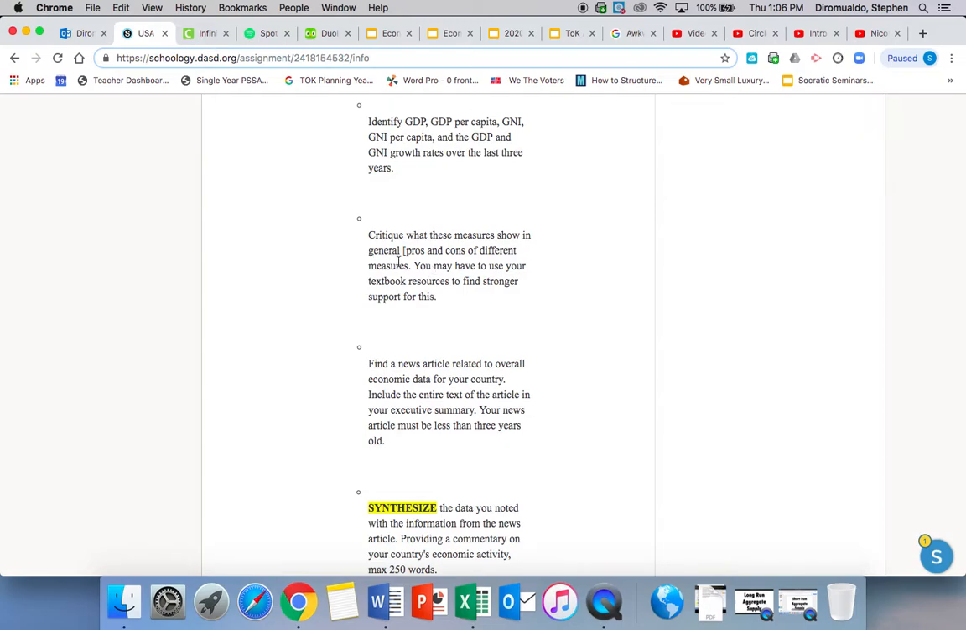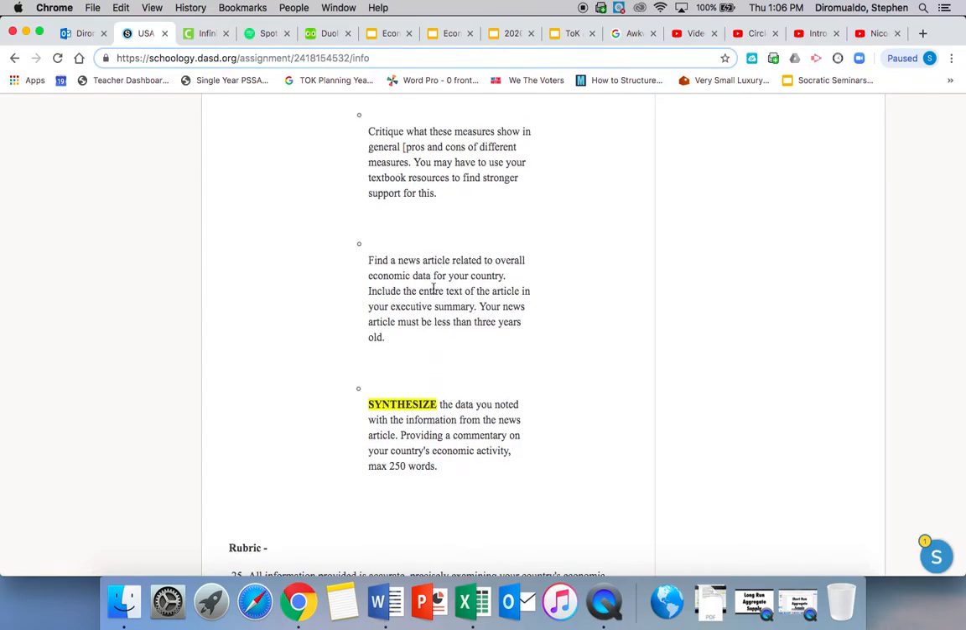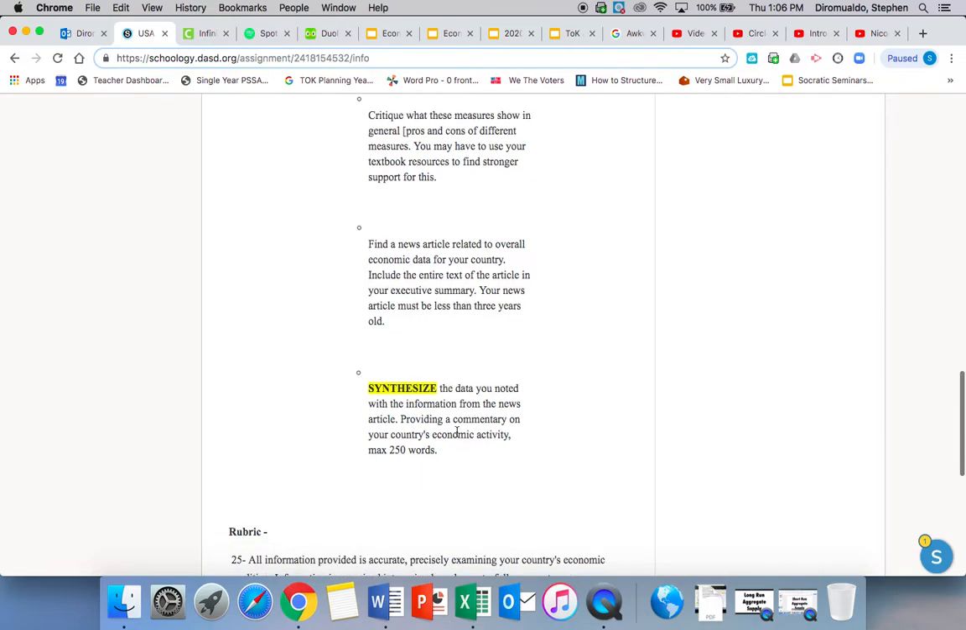Critique what the measures show in general. So what's pros and cons? That is straight away in your 250 word description. Okay. I'm going to skip the news article thing for a second. I'll come back to that. And then you're synthesizing the data you noted with information from the news article.